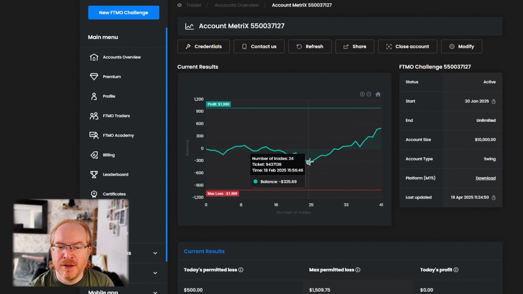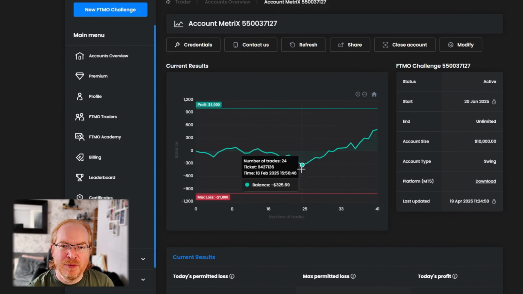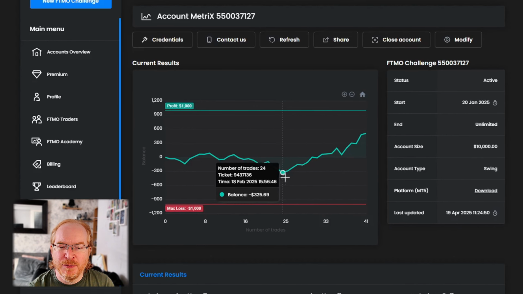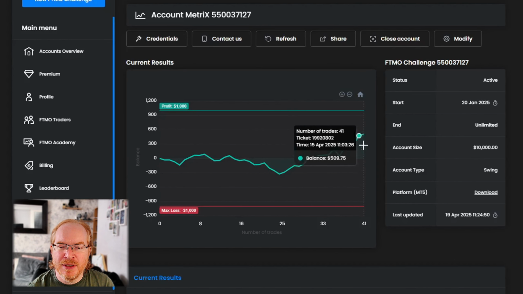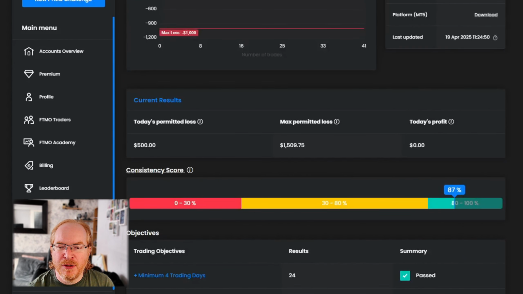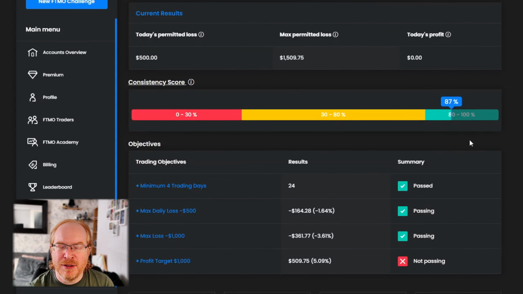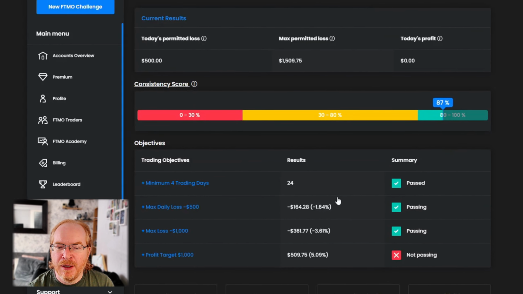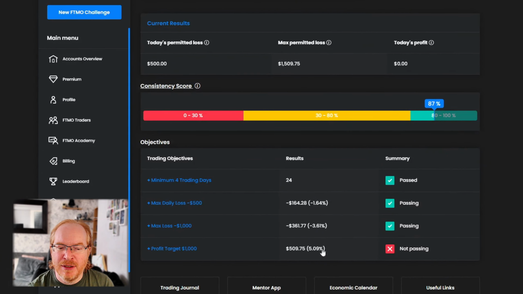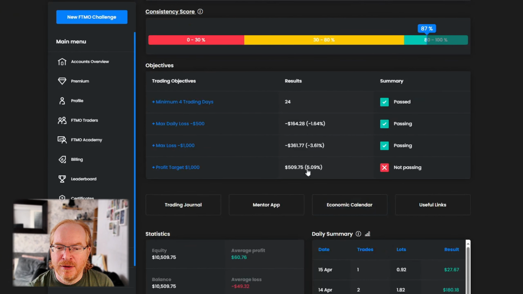So as you can see, this is what I was trading it before, and then from this point here, I've been setting it to trade copy across from the Asian session break setup that I've been showing you, and these are the trades ever since. So we've got a good consistency score, 87%. We're passing these, and we're currently 5% up on this account. We need to get that up to 10%.